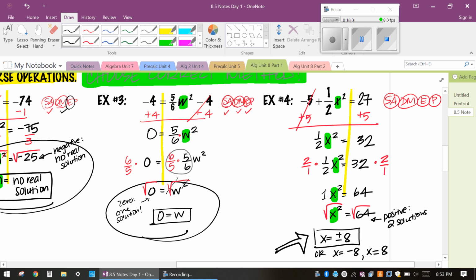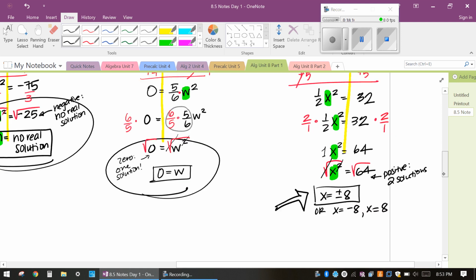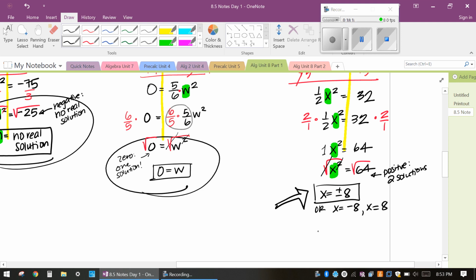As soon as I had a 1x squared, I was ready to square root it. The square root cancels the squared. And when you square root a positive number, you have two solutions. Remember, that's because your original problem asked you what number squared is 64. You can have 8 squared be 64, and you can have negative 8 squared be 64, because negative 8 times negative 8 is 64. Okay, go ahead and pause the video and fix your answer if you need to.